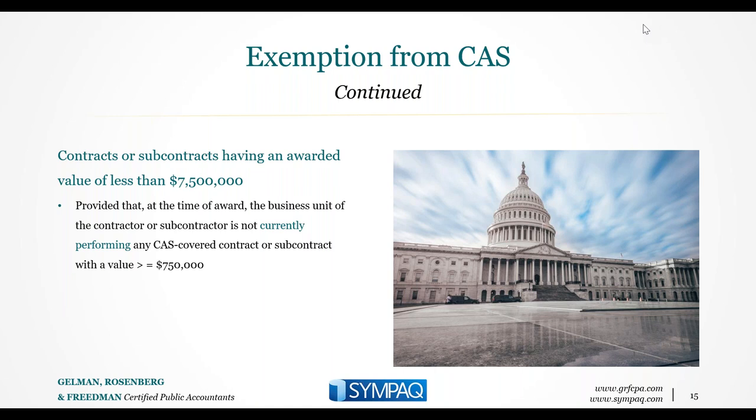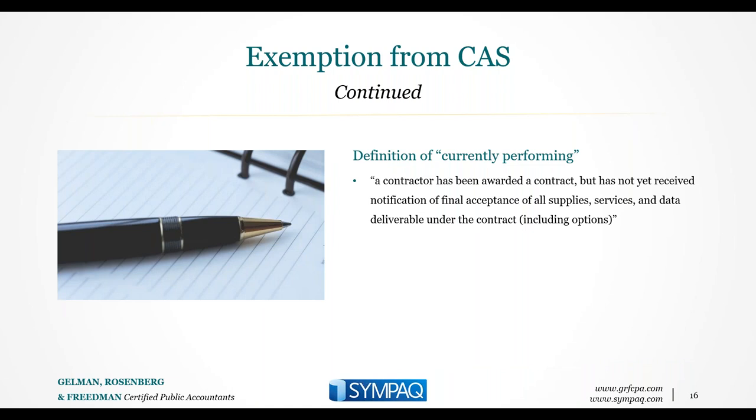The definition of currently performing, as you can see below, is a contractor has been awarded a contract but has not yet received notification of final acceptance of all supplies, services, data deliverable under a contract, including options. So really, until you finally close this thing out, or at least a notification like the old DD Form 250, you've submitted it, you've got some final acceptance of supplies or services. So closeout is an important part of this process, right, Steve?